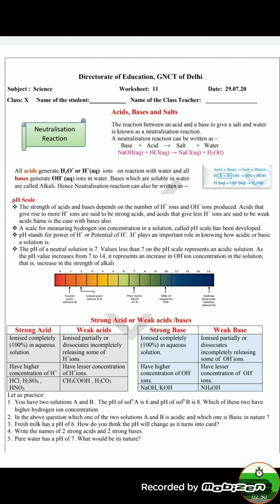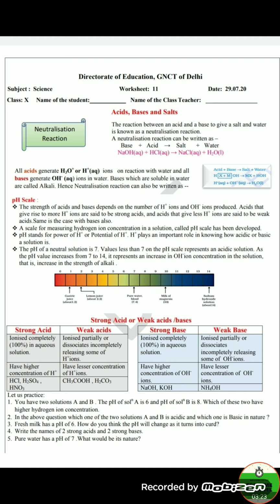Hence, neutralization reaction can be written as, again they have pointed out in your blue box, whatever is written in the blue, acid plus base gives you salt and water, that is HX plus MOH will give you MX plus water, right? And H plus ion plus OH minus ion combine to form water.